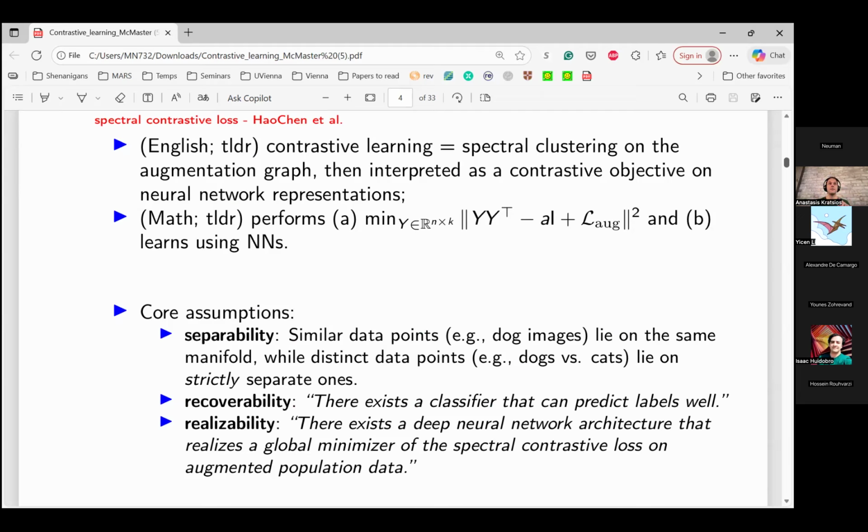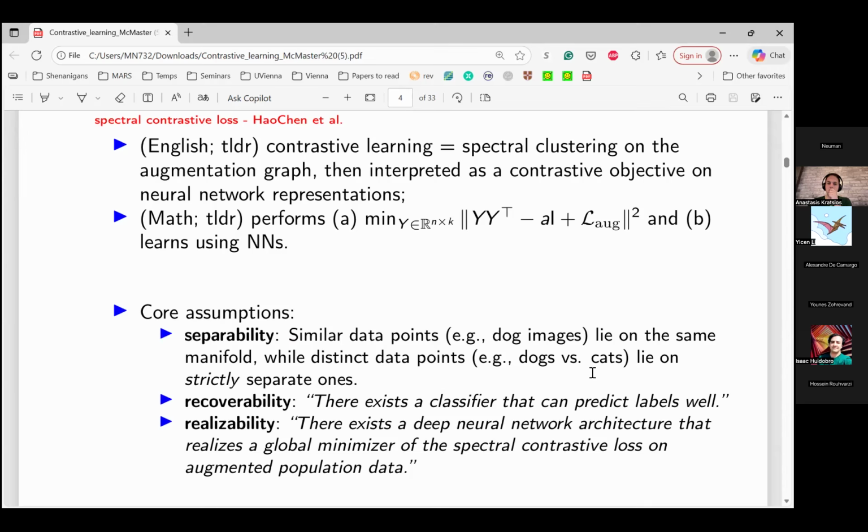But in their paper, there's also a bunch more assumptions that we feel are not necessary. The first is the separability assumption. Roughly in English, it says that similar data points, for instance dog images, lie on the same manifold, and distinct data points, like dogs versus cats, lie on strictly separate manifolds. I think this is a very nice assumption; intuitively it makes sense. However, in the case where you want to do classification between images of subspecies, it might be a problem.